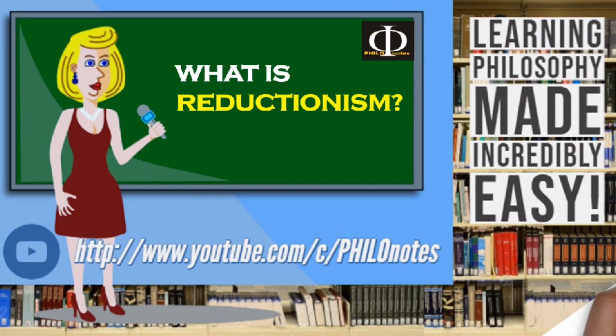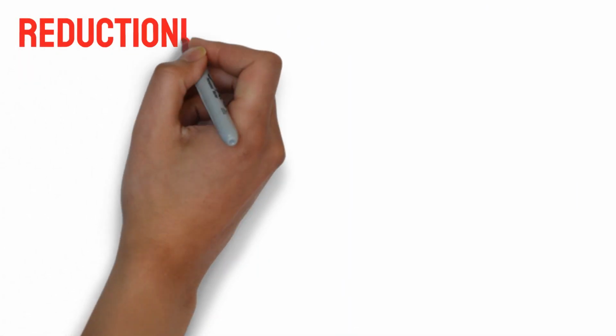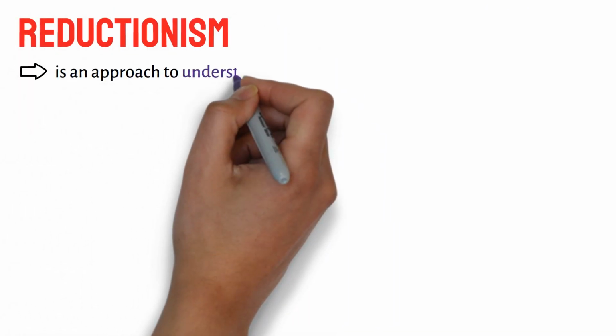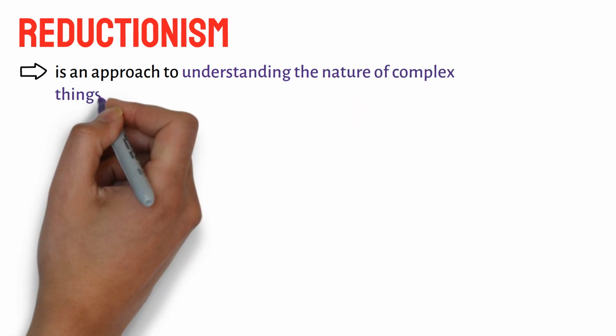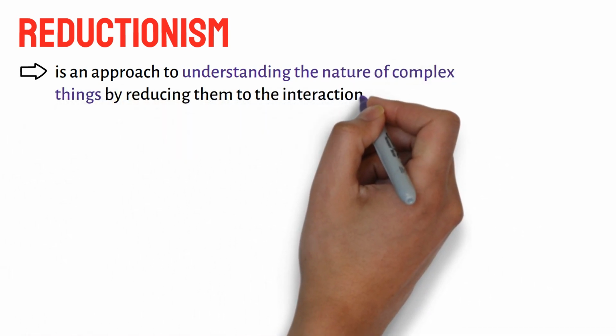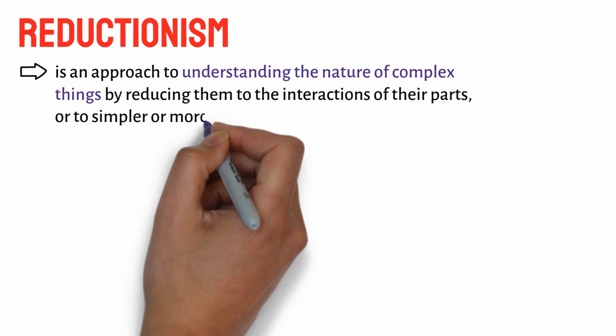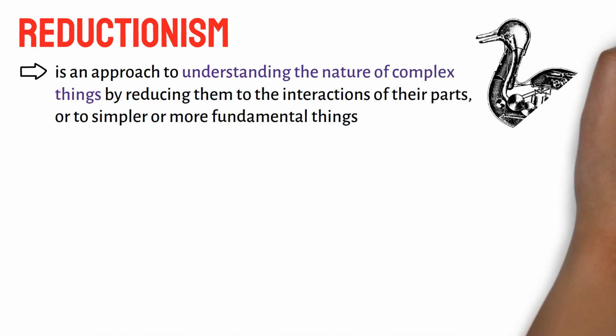What is reductionism? Broadly construed, reductionism is an approach to understanding the nature of complex things by reducing them to the interactions of their parts, or to simpler or more fundamental things.